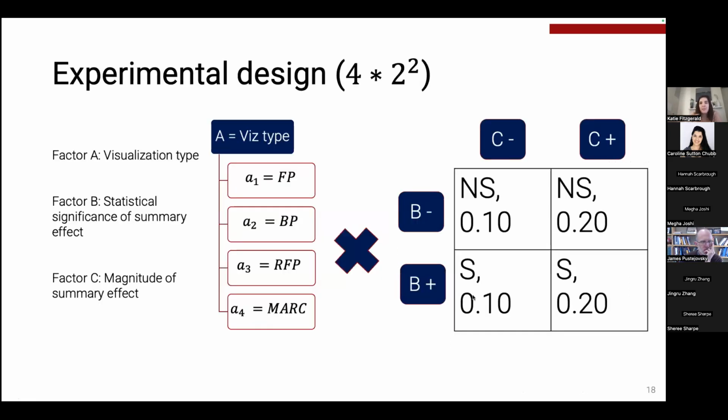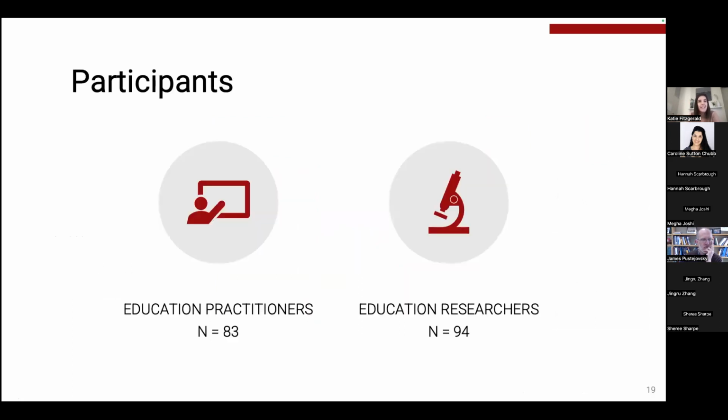And so, of course, we hope that there are good theoretical reasons to think that the marked plot might do better, but we wanted to actually evaluate it, right? So we did a randomized survey experiment where our main factor was the 4 visualizations, and we randomly assigned participants to view different visualizations, displaying various meta-analytic data sets. We had 83 education practitioners and 94 education researchers in this particular sample.